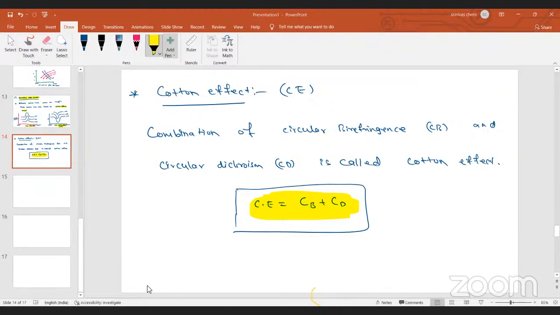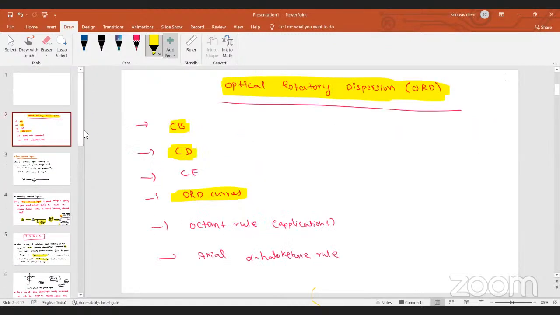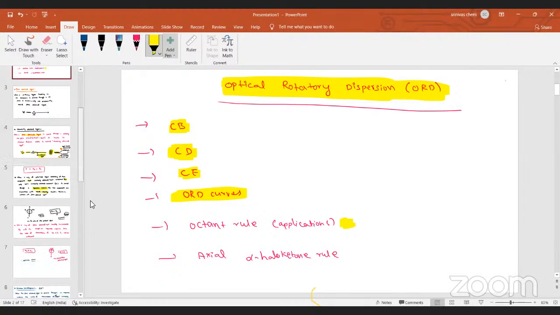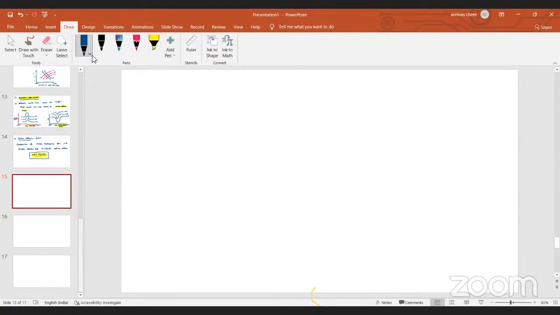Next, continuation. Octant rule. So CB, circular birefringence, circular dichroism, Cotton effect, and ORD curves are completed. And the next topic is the octant rule and its applications. So see, octant rule.